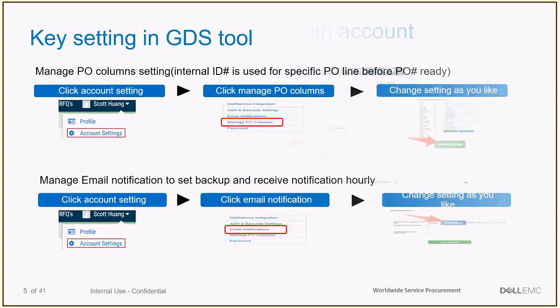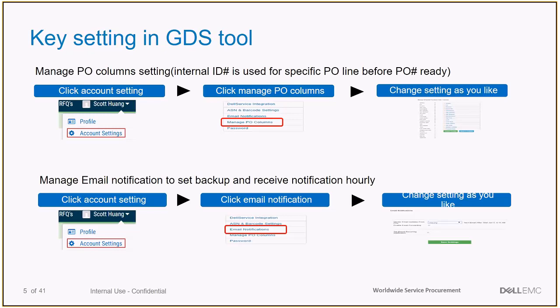Okay. Now go to page 5. And we also have some key settings. For example, Hester or Anna, you log in, and at top right, this is your name. You can click the account settings. Okay, then you can manage PO columns because this tool is for multiple suppliers.